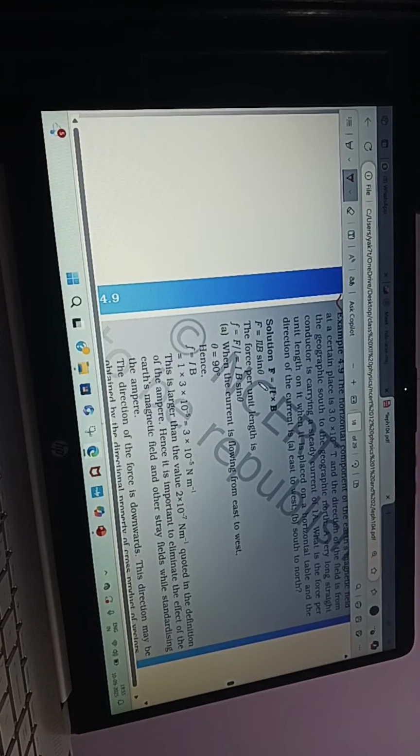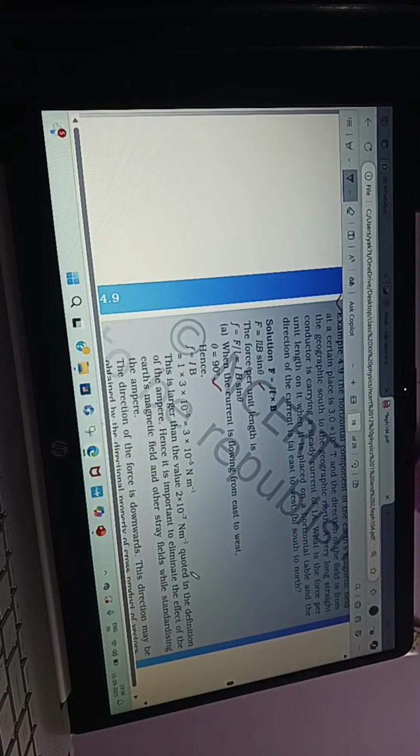The formula is I L B sin theta. Force per unit length is asked, so F by L is equal to I B sin theta. Sin theta is how much? 90. How to realize it is 90? Current is flowing from east to west, and the magnetic field is going from south to north. So what is the angle? 90. Got it? Sin 90 is 1.